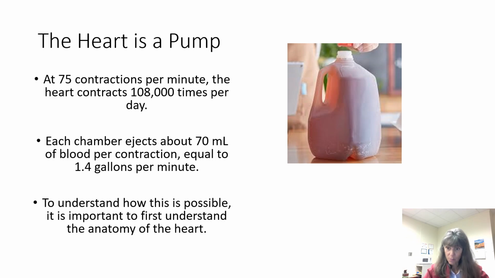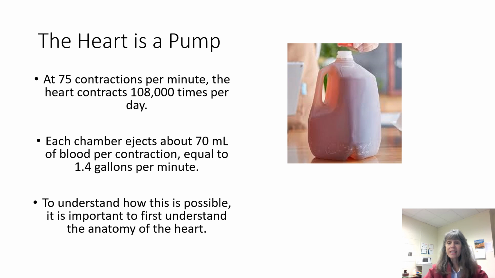The heart functions as a pump, moving blood through the circulatory system to get oxygen and nutrients to cells in the body, and also to help transport carbon dioxide and waste products away from those cells in order that they may be excreted. There are 4 chambers to the heart, and each chamber ejects approximately 70 milliliters of blood every time the chamber contracts, and that's equal to approximately 1.4 gallons per minute.